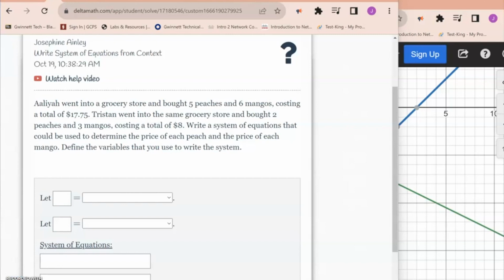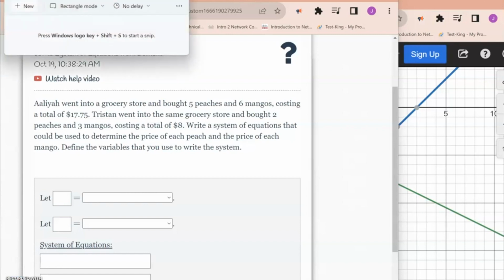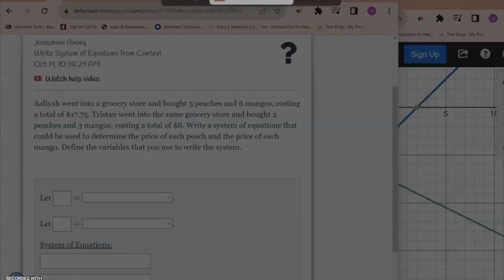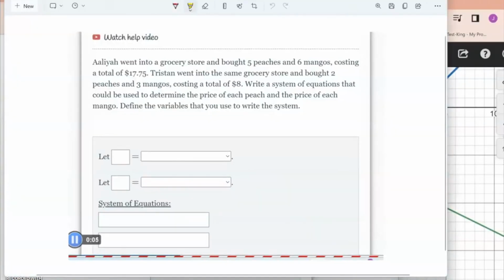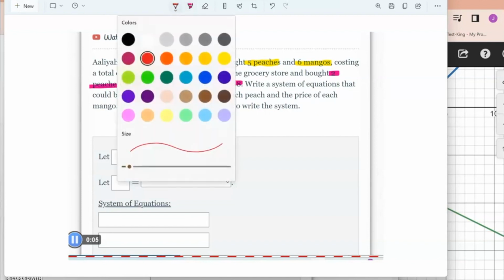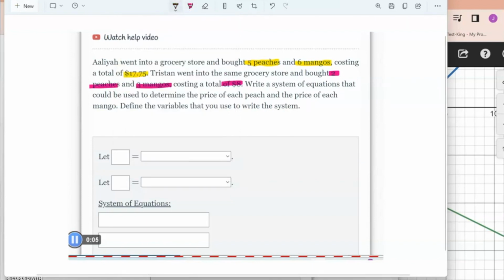All right, so the other kind of question that you can get is one with 6 numbers. So with 4 numbers, you line up money, money, money. 6 numbers is even easier. So let's find our numbers real fast. What is 5 peaches? What is 6 mangoes? Total of the cost. 2 peaches, 3 mangoes. Total cost is 8. So you can see 1, 2, 3, 4, 5, 6. So six numbers. When you have 6 numbers, you just write it in the exact order that you see it in.